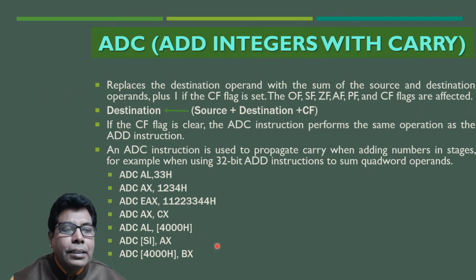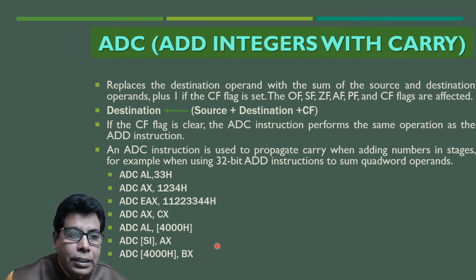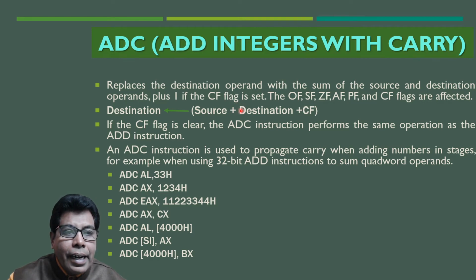Then let us go to the next instruction, that is add integers with carry, ADC. This will replace the destination operand with the sum of the source and destination plus 1 if the carry flag is set. So here the source and destination are added along with the carry flag and the result will be stored in the destination. But if the carry flag is 0 or clear, then ADC will perform the same operation as the ADD instruction. It will add the source and destination and the result will be stored in the destination.